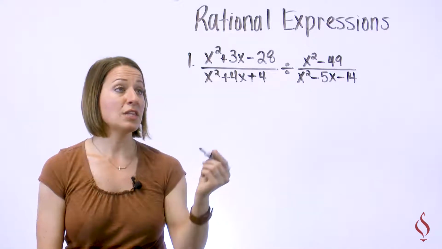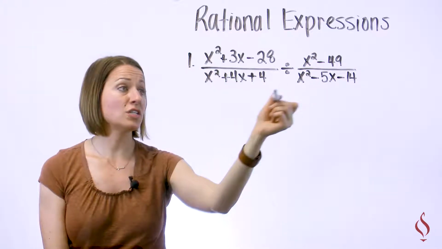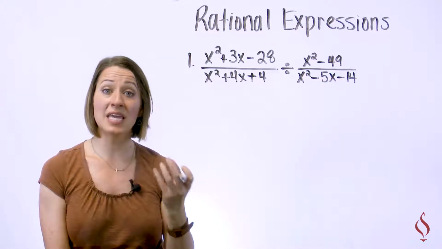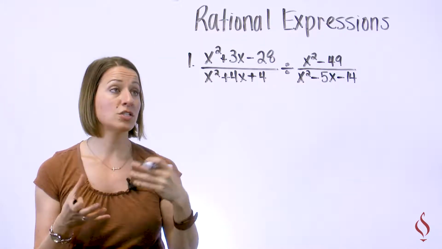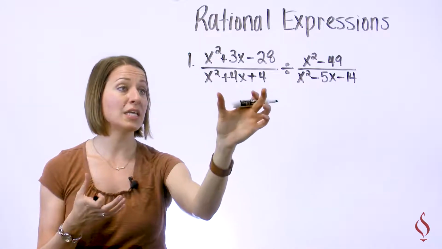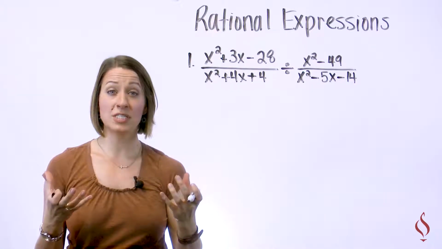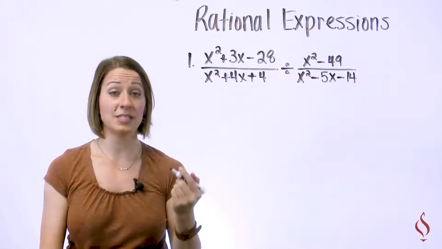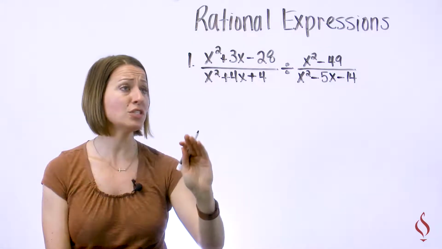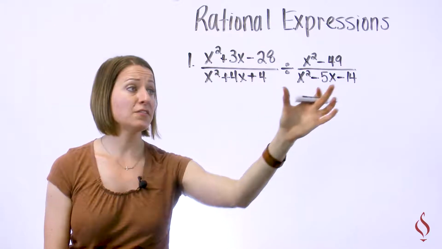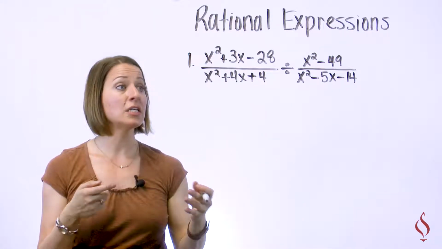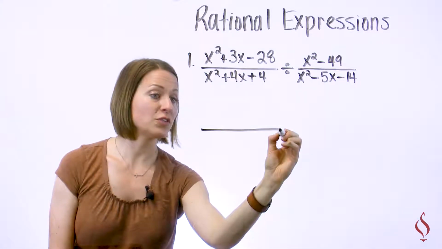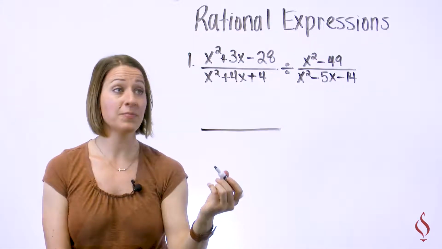The second thing we're going to do is factor each of the parts of this problem, because we can't multiply or start to simplify until we break these larger expressions up. To save time, I'm going to do both of those steps at the same time. I'm going to factor and flip the second fraction all at once. So here goes. As for the first fraction, it's staying the same.